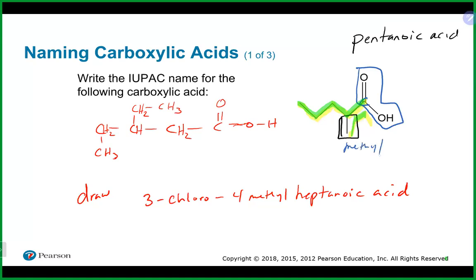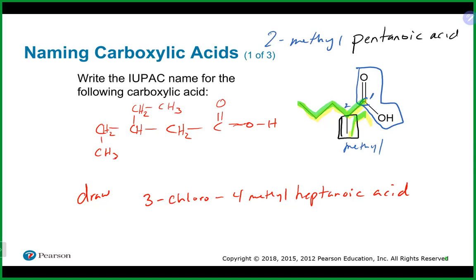Now, in terms of numbering, where our carbon-oxygen double bond is located does need to be carbon number 1, which means it looks like our methyl group there is at carbon number 2. And that will give us a 2-methyl. I started way too far out. 2-methylpentanoic acid there. Any question on that name?